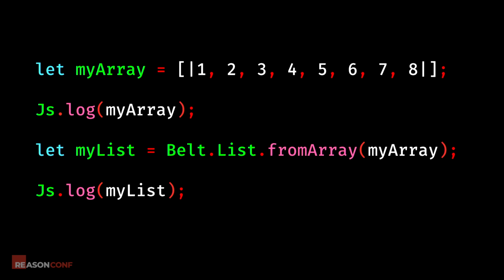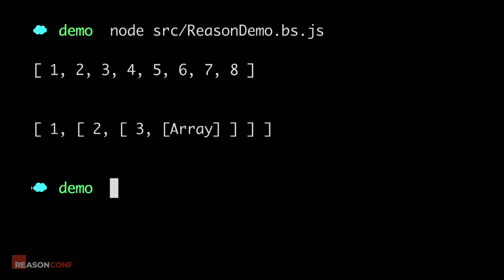But what was going on was clearer when you simplified the example. For example, a list is a singly linked list. So when it's logged, it's represented as a nested array, which is fine, except that JSLog functionality only passes to a certain level of nesting.